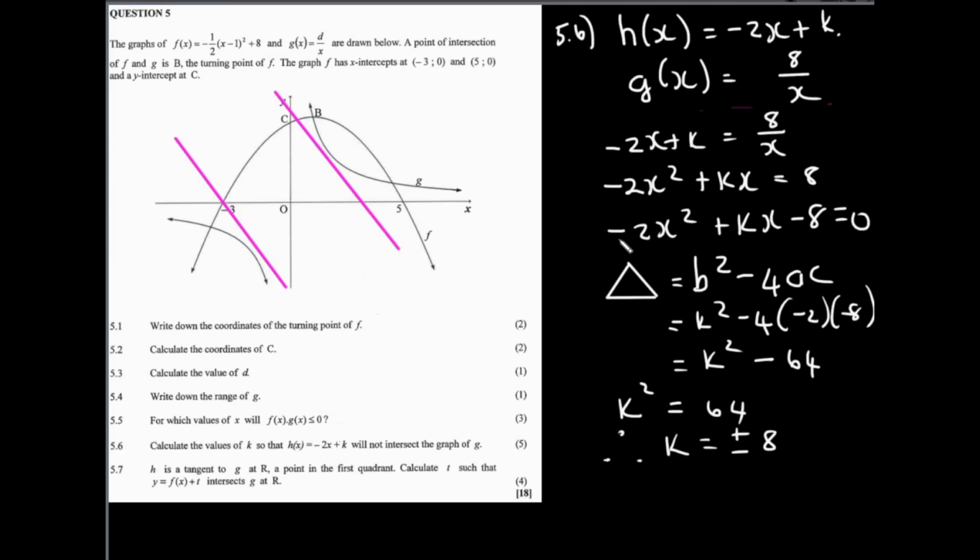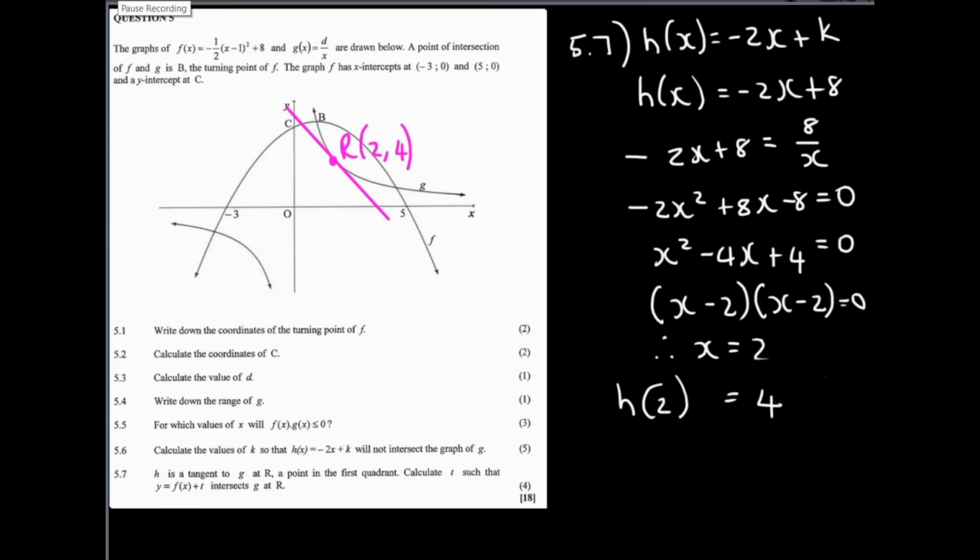So what we do is we get negative 2x squared plus kx minus 8 is equal to 0. And what we do is we're going to use the discriminant b squared minus 4ac to calculate possible values for x. And we see k is equal to positive or negative 8. So when k is equal to positive or negative 8, this is where the graphs will intersect. However, when k is greater than negative 8 and less than 8, the graphs will not intersect.